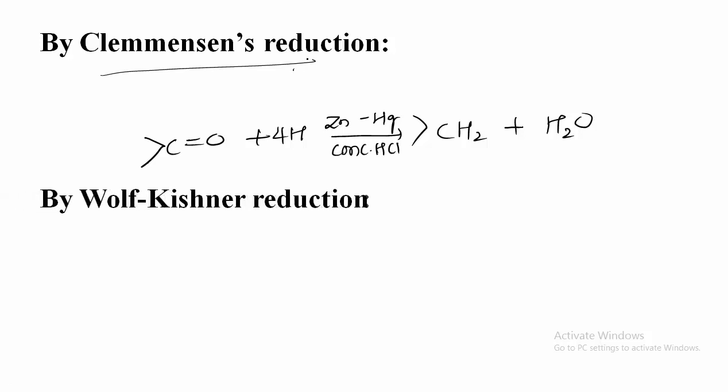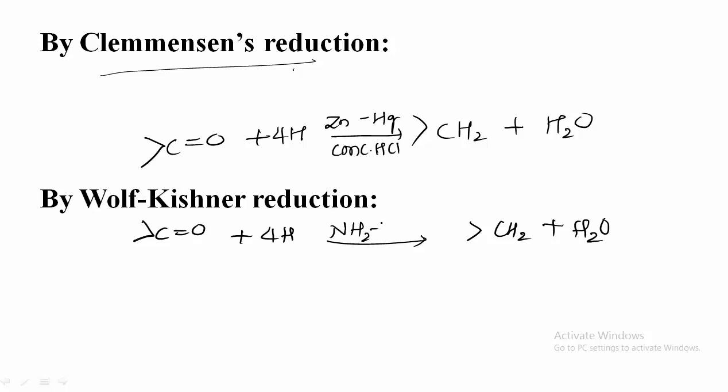Then the Wolff-Kishner reduction. This is another method to prepare alkanes from carbonyl groups. Carbonyl means C double bond O. Again, when it reacts with hydrogen, it will form alkanes along with the release of water. And here the reagents that we use are NH2NH2 along with KOH in presence of glycol. So this is the Wolff-Kishner reduction method.